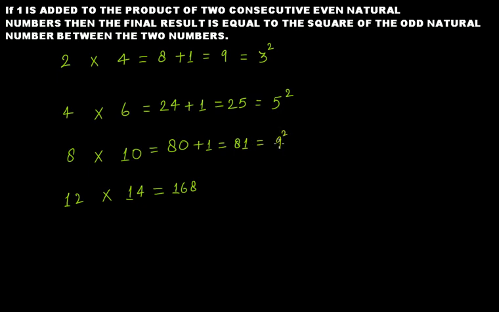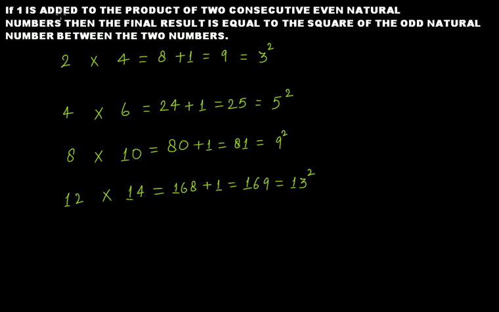This 9 is the odd natural number that comes between these two consecutive even natural numbers, that is 8 and 10, right? Same, if you add 1 to it, you get 169, and this is 13 squared. 13 is the odd natural number that comes between these two consecutive even natural numbers, that is 12 and 14.